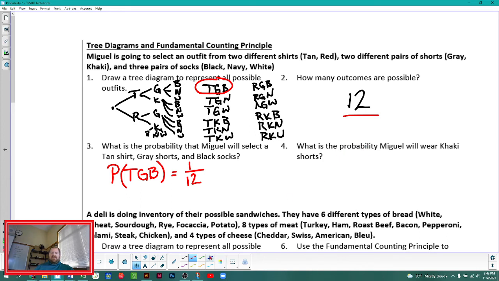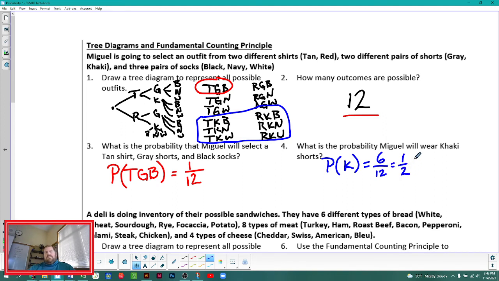The second question asks, what is the probability that Miguel will wear khaki shorts? So the probability of any combination that includes khaki shorts. And that's all these ones down here. Again, we don't care about what shirt he's wearing, and we don't care about what socks he's wearing. There's 6 of those out of the possible 12. So that's 1/2, which we also could have determined by there were only 2 options for shorts, either gray or khaki. And so he had a 50-50 shot at picking either one of those.